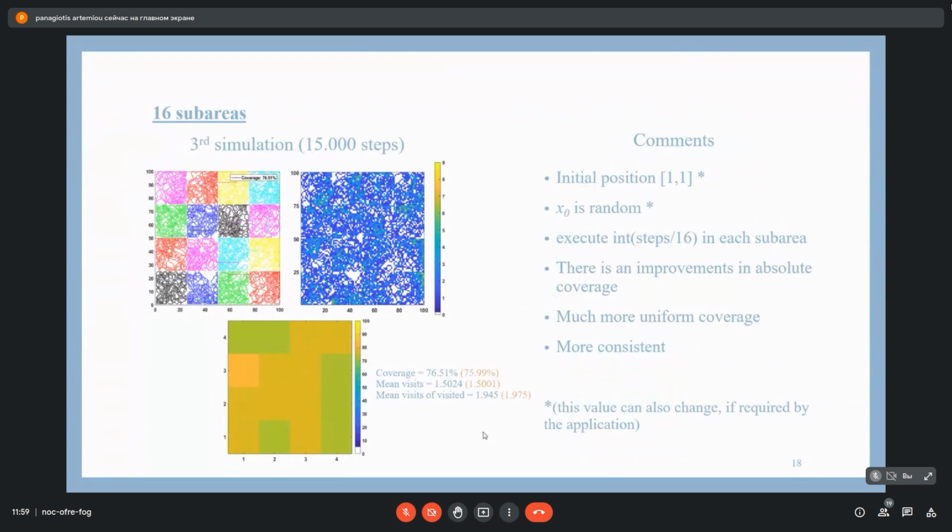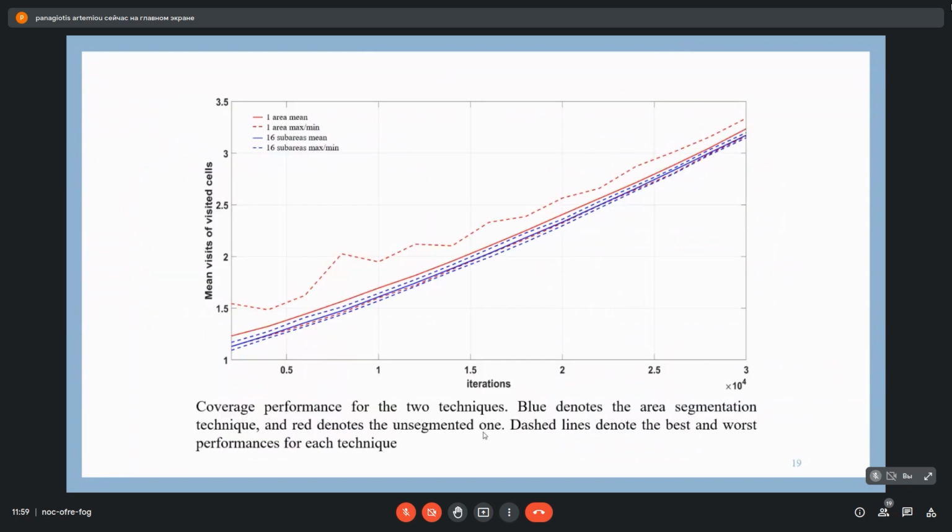Here we can see more clearly that the coverage is more uniformly distributed between the area, and the thing that is more important is that the coverage was achieved more consistently than before. This can be seen better in that graph.